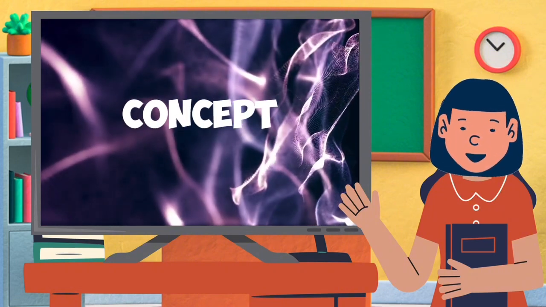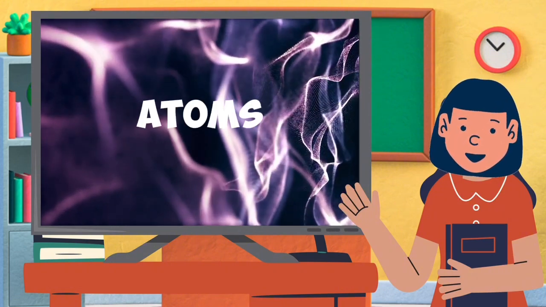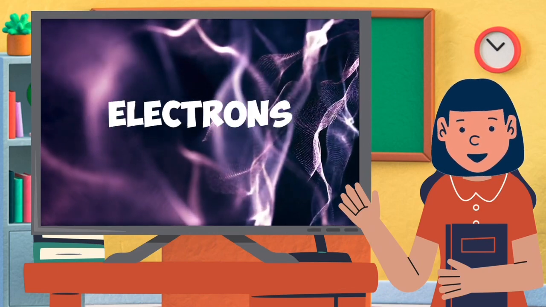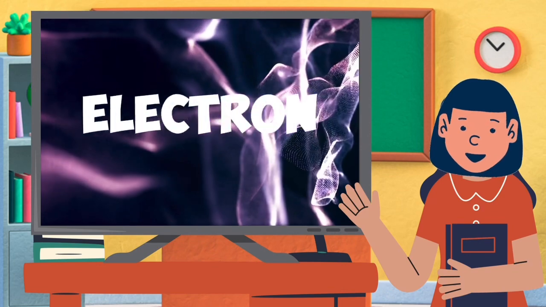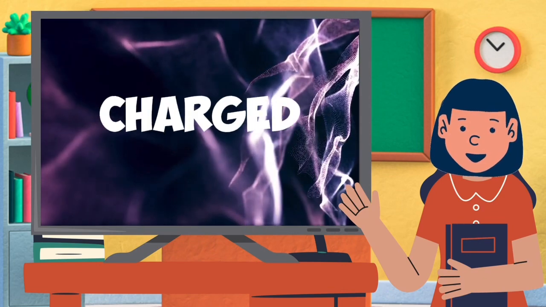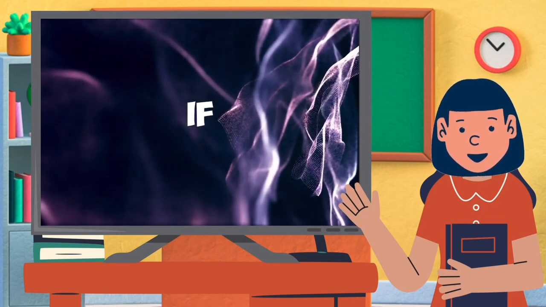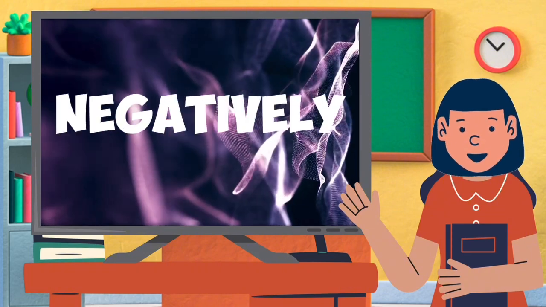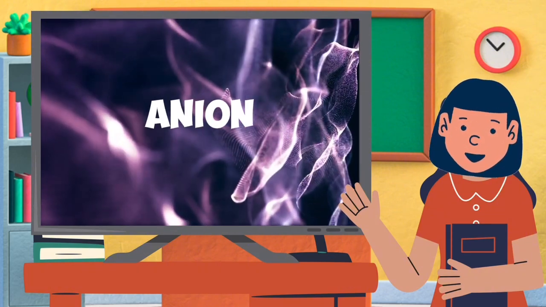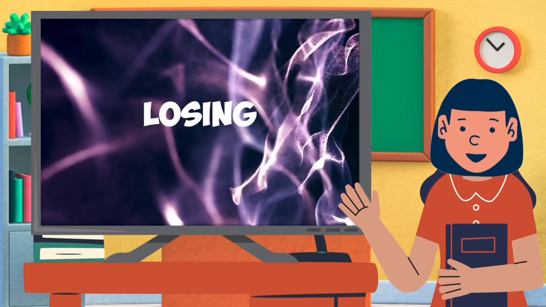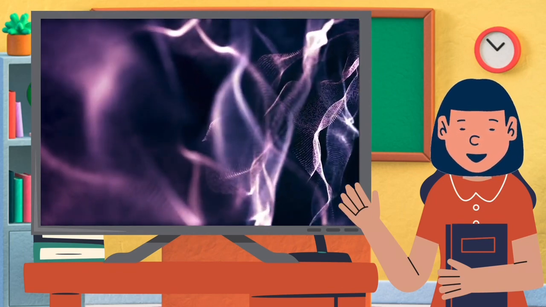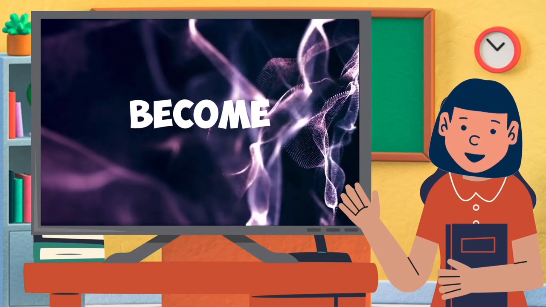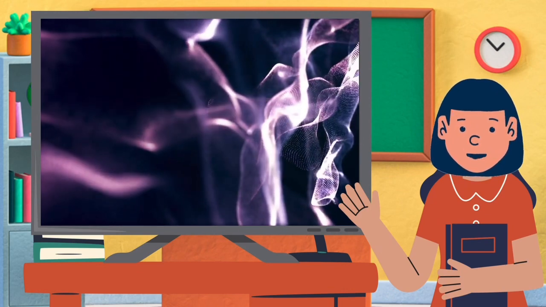Another important concept is ions. Atoms become ions when they gain or lose electrons, resulting in a net charge. If an atom loses an electron, it becomes a positively charged ion, a cation. If it gains an electron, it becomes a negatively charged ion, an anion. Sodium, Na, losing 1 electron to become Na+, and chlorine, Cl, gaining 1 electron to become Cl-, are classic examples.